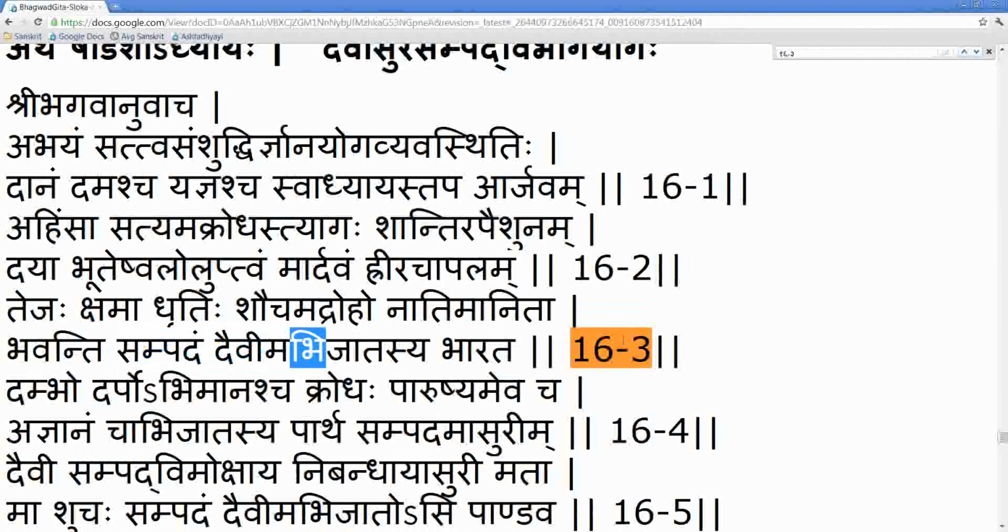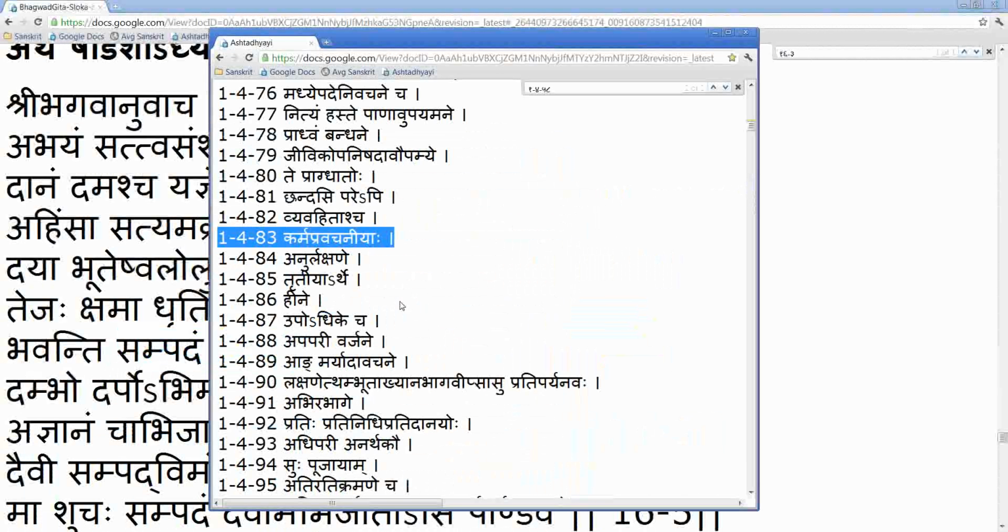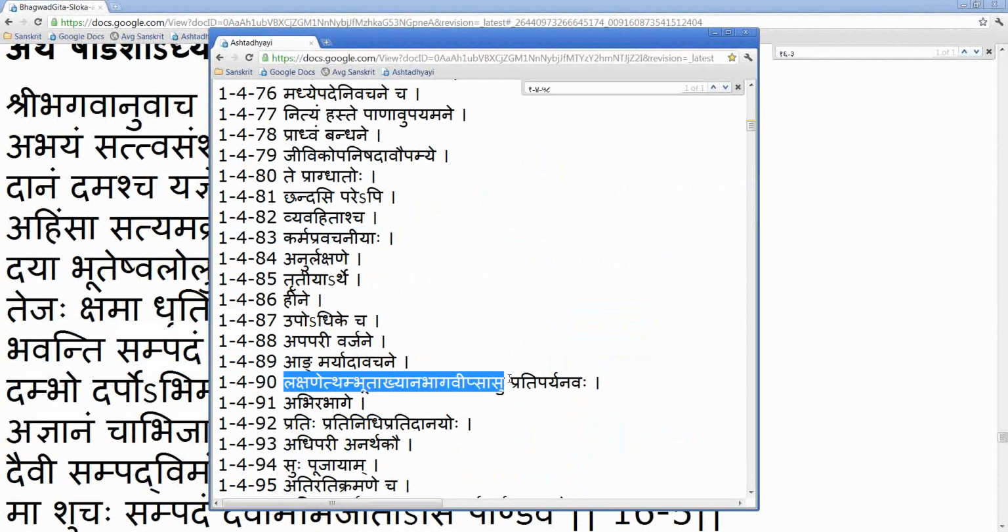So for shloka 16.3, if you also look at the Ashtadhyayi, there abhirabhage. This one is saying that prati, pari, and anu can be used in these meanings, and abhi can be used in these meanings except for the bhaga meaning. So lakshana, so abhilakshya, this one. Anyway, this is Bhagavad Gita chapter number 16, third shloka, where abhi is being used.